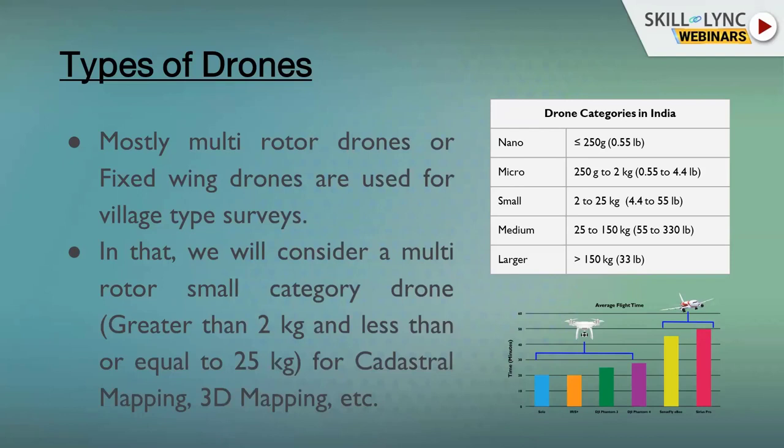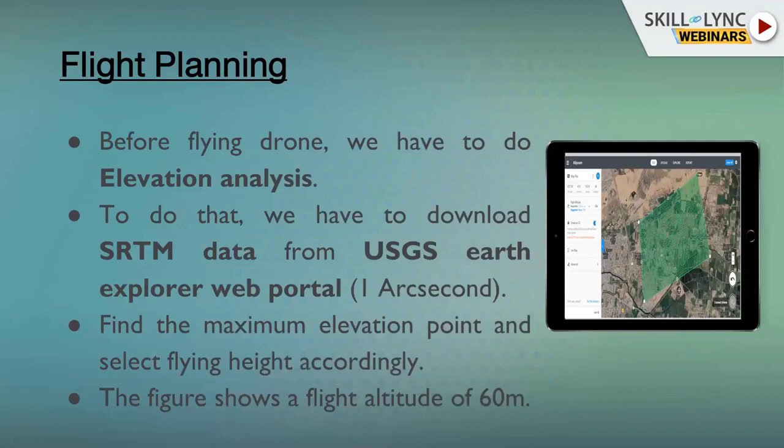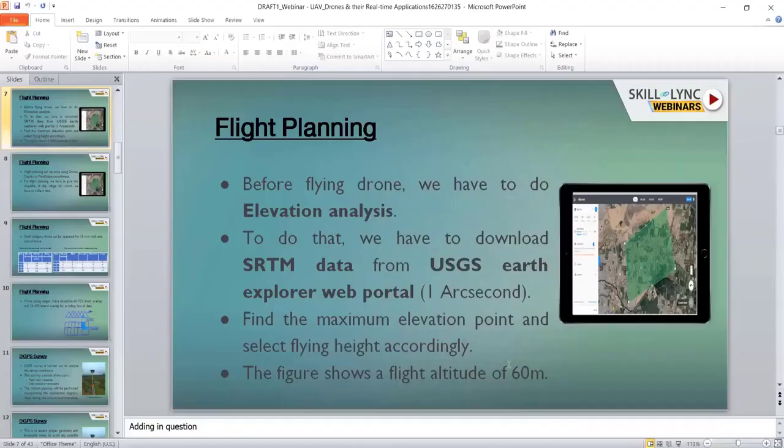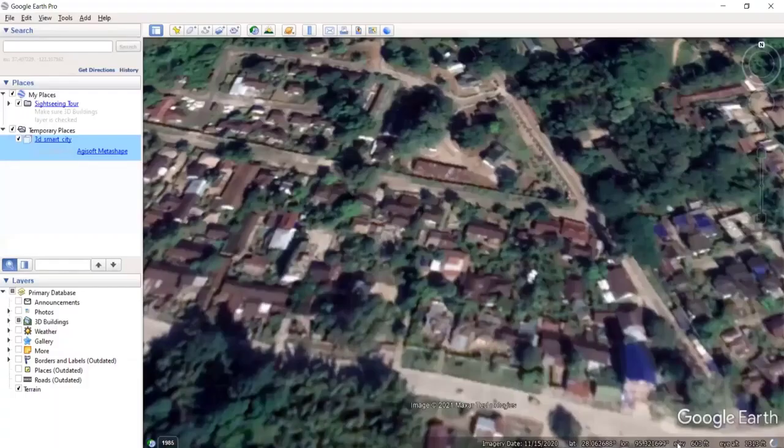Before starting flight planning, we have to do elevation analysis. Because our ground is not entirely flat, we have to find out what elevations are there in our surveyed area. Depending on that elevation analysis, we need to plan the flight. If you see here, this is the elevation in feet. If you move anywhere, the elevation is changing. So we have to analyze the entire elevation of the area. After that, above that, we have to plan a 60 meter or 70 meter height for flight planning.